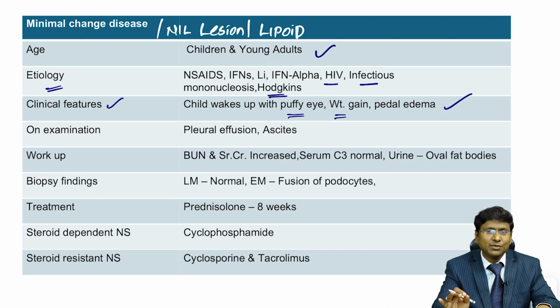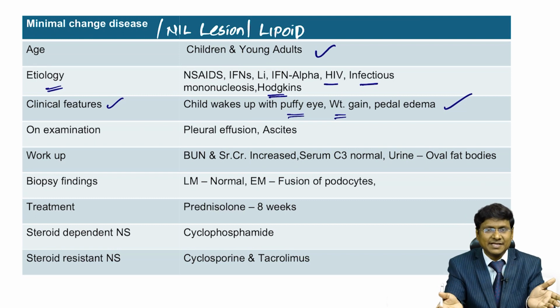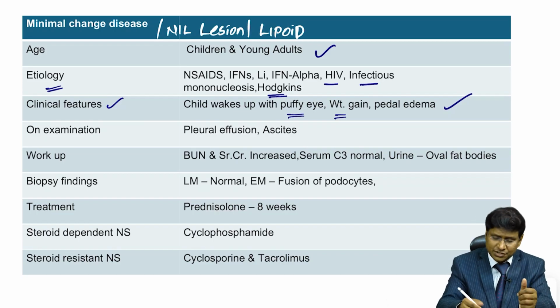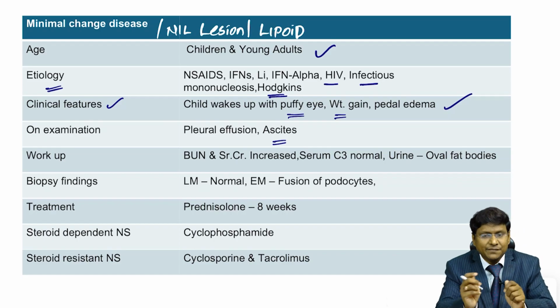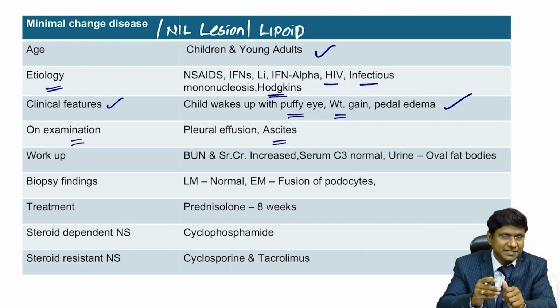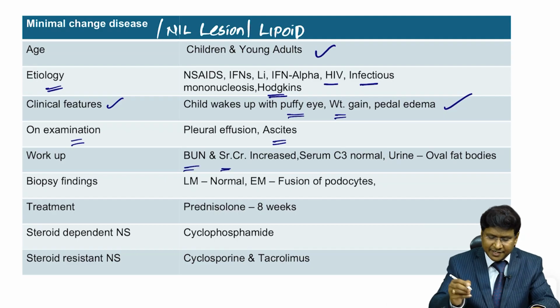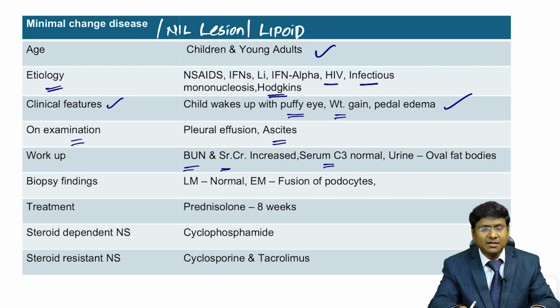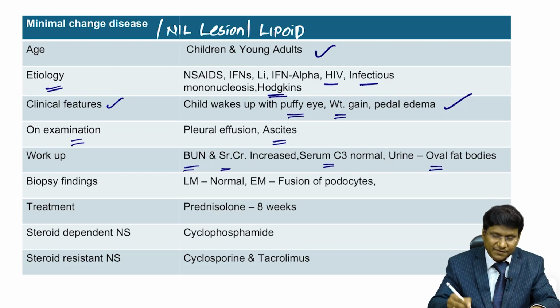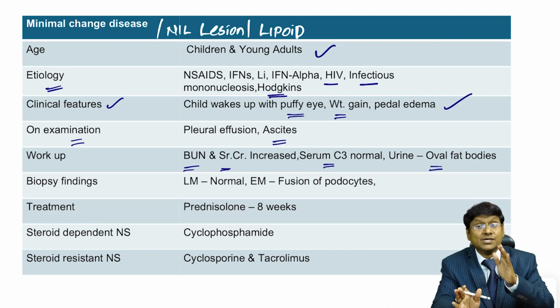And on examination, you will notice that fluid will also be there in the serous cavities, that is, pleural effusion. There can be pericardial effusion, and there will also be ascites. If you measure the abdominal girth, it will be increased, and the umbilicus being everted is what you will observe on examination of these patients. And whenever you do the workup, blood urea nitrogen and serum creatinine levels are increased, serum complement levels are normal, and urine shows the presence of oval fat bodies, right? So there is lipiduria, that is what you will notice.